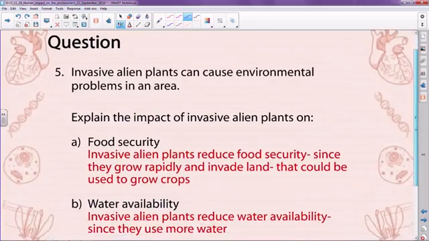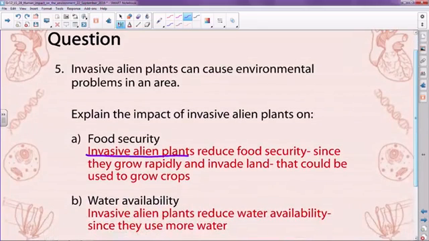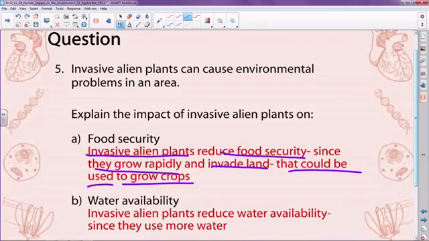Okay, so let's have a look at what the impact will be on us. First of all, on our food security. Invasive alien plants reduce food security since they grow rapidly and invade land that could be used to grow crops. So the minute those alien plants take over the land, they leave no more space, they put a lot of shade on, so our crops don't grow. They steal the crops' water, we have a loss of crops.